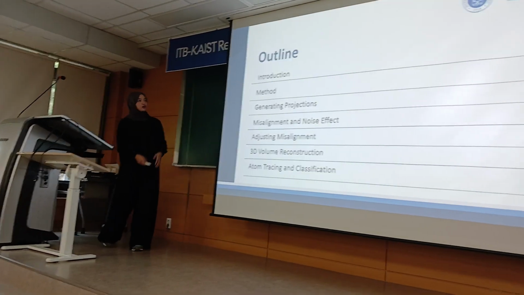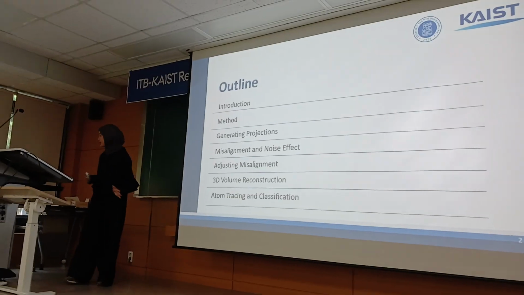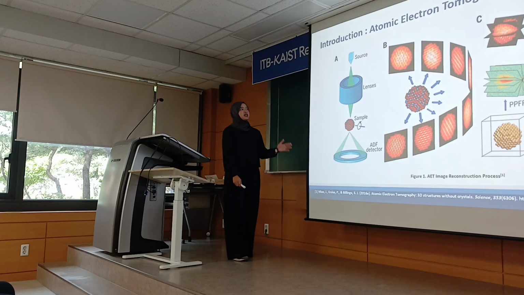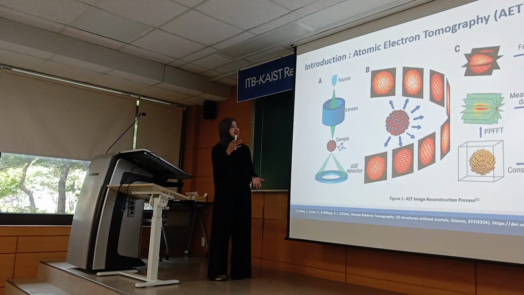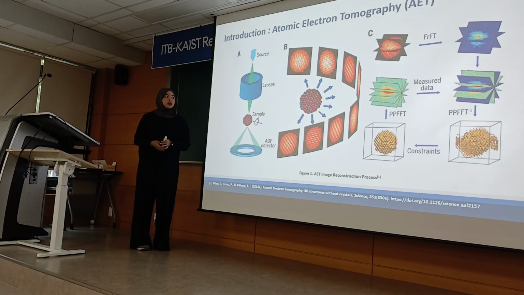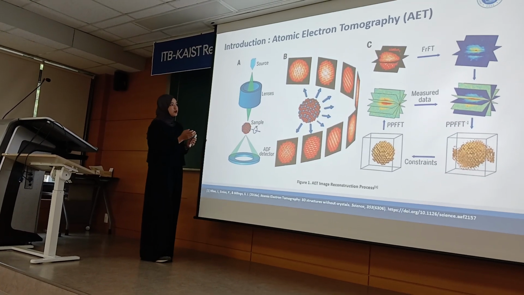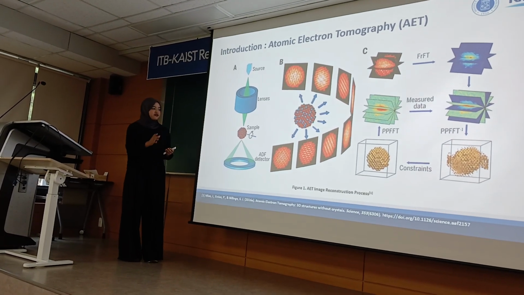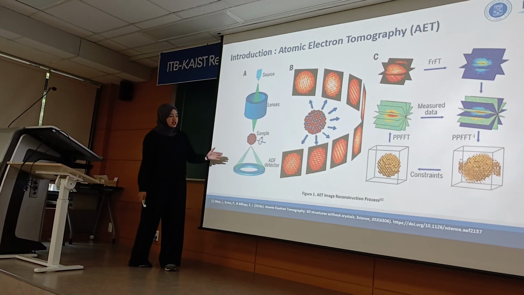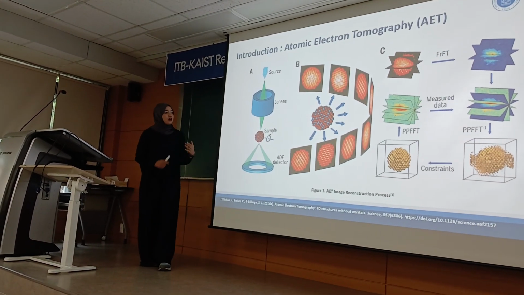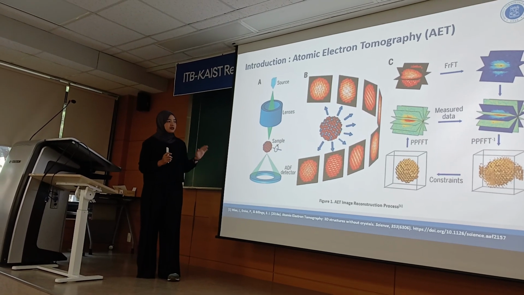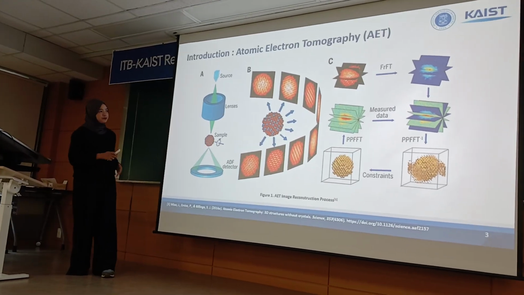And this is the outline for today's presentation. Moving on to the first section, the introduction about atomic electron tomography, or AET. So basically, using transmission electron microscopy, we are hitting the sample with an electron beam from many angles, and the projection will be detected by the ADF detector, and we can obtain the projections from many angles that we call the tilt series in the B picture.